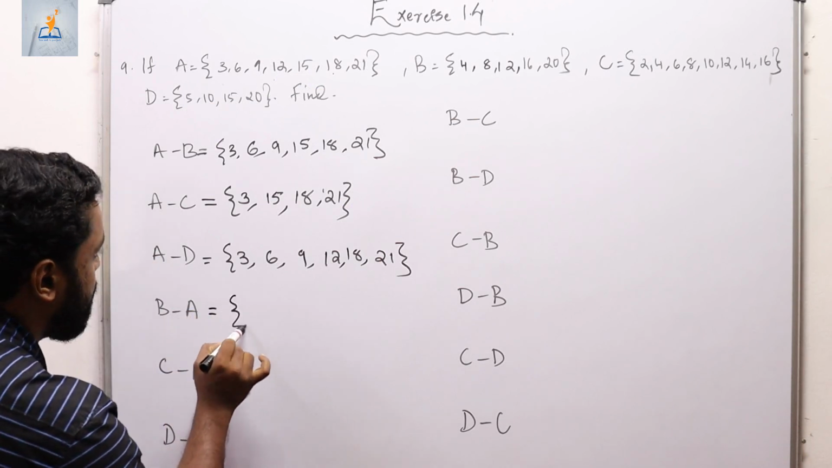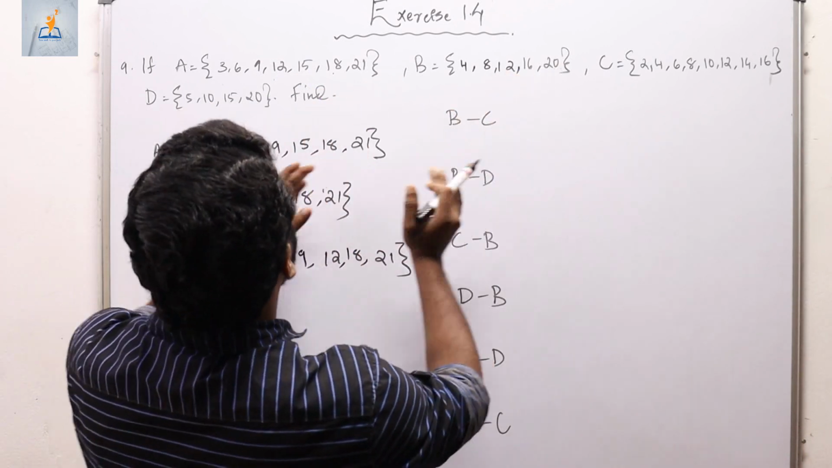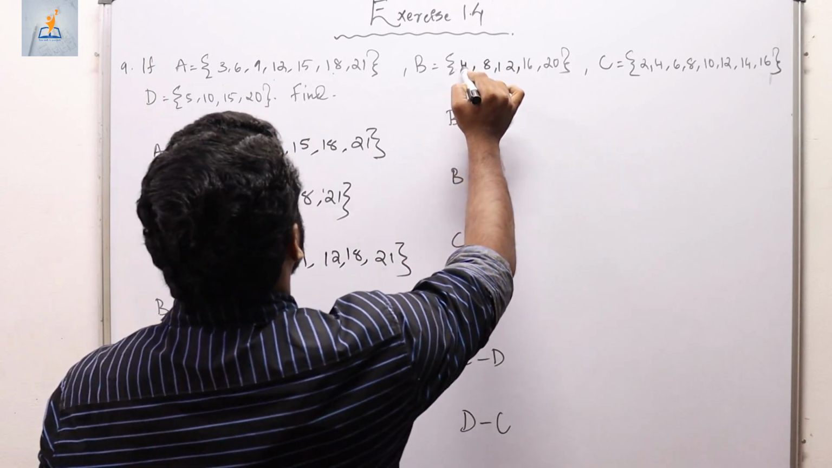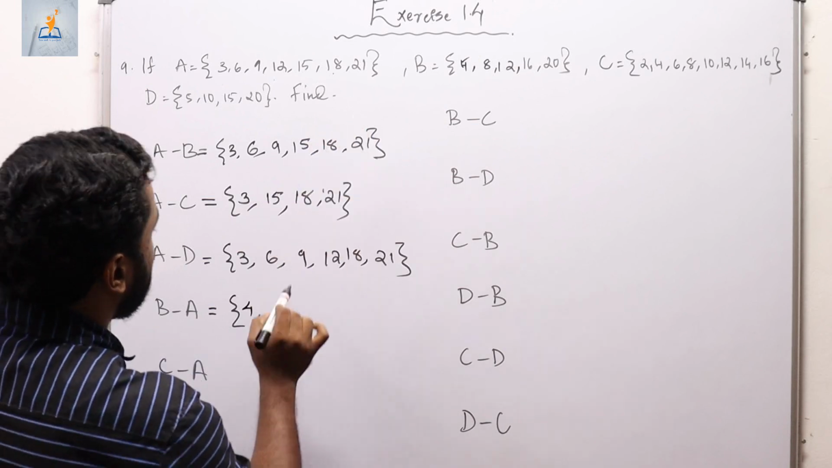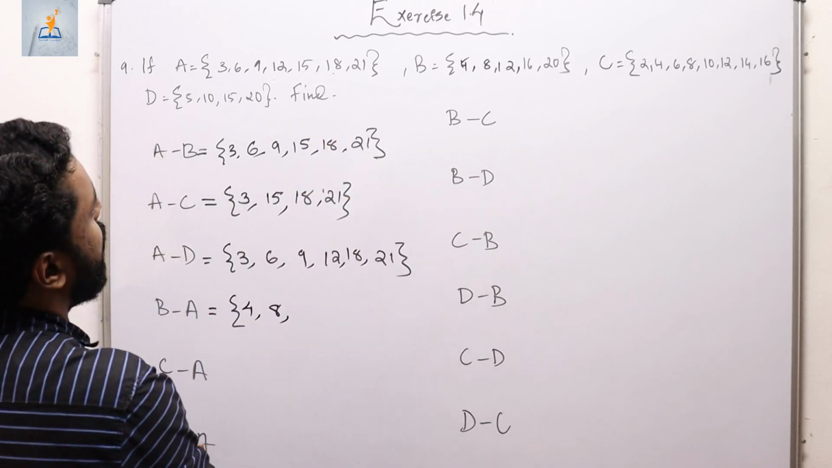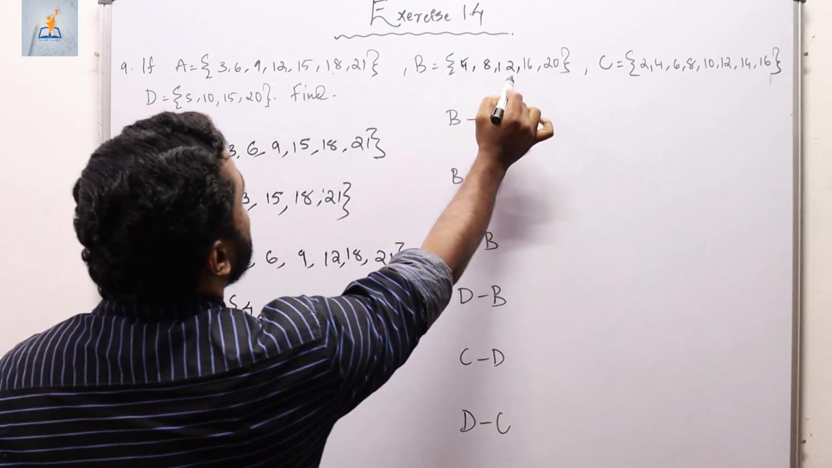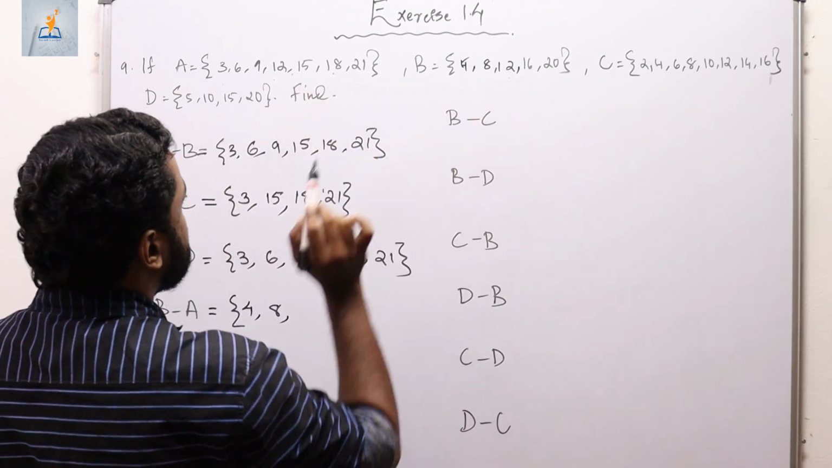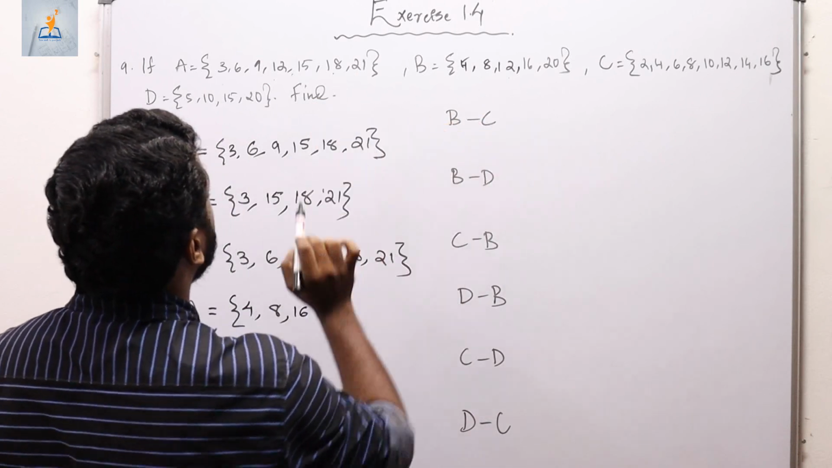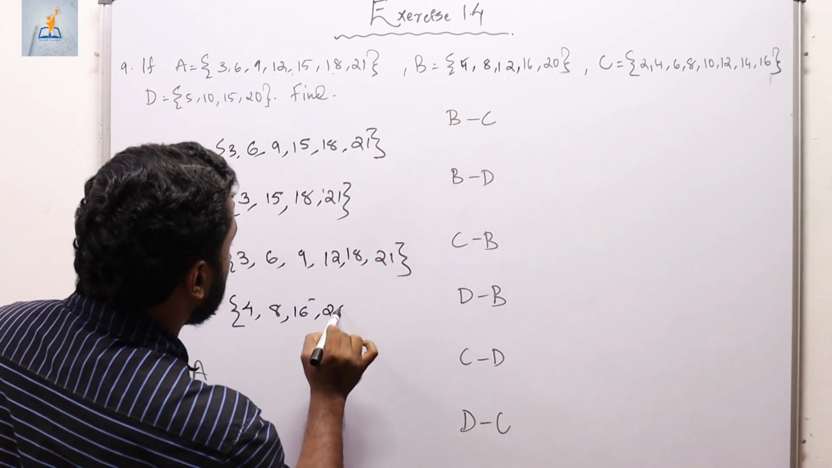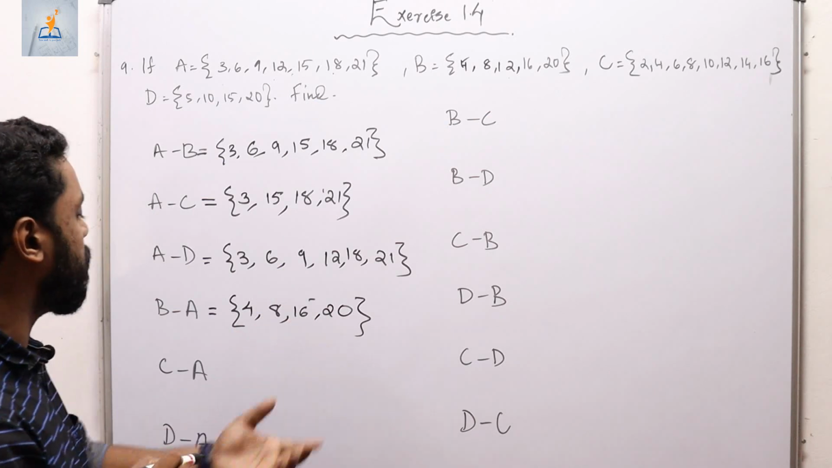Coming on to B minus A, the set of all elements in B but not in A. 4 is there in B but not in A. 8 is there in B but not in A. 12 is there in A as well as B. 16 is there in B but not in A. 20 is there in B but not in A. So this will be the set B minus A.